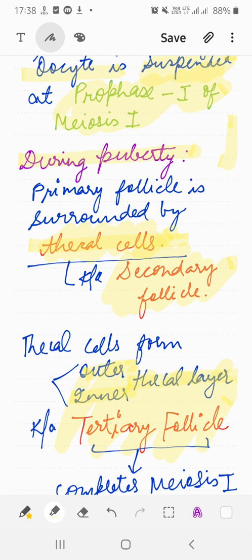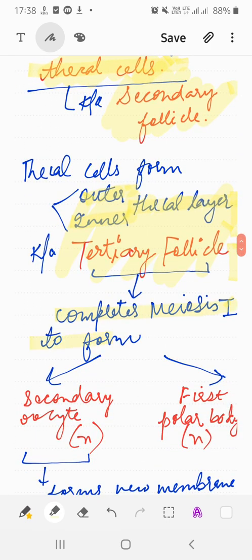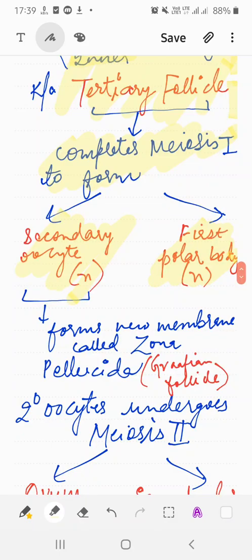Now at this stage meiosis 1 completes, meaning the primary oocyte is divided into the secondary oocyte and the first polar body with half the number of chromosomes. Now the tertiary follicle with the secondary oocyte is surrounded by one more membrane known as the zona pellucida. This stage is known as the mature or Graafian follicle. And now the secondary oocyte undergoes meiosis 2 to form the ovum and the second polar body.